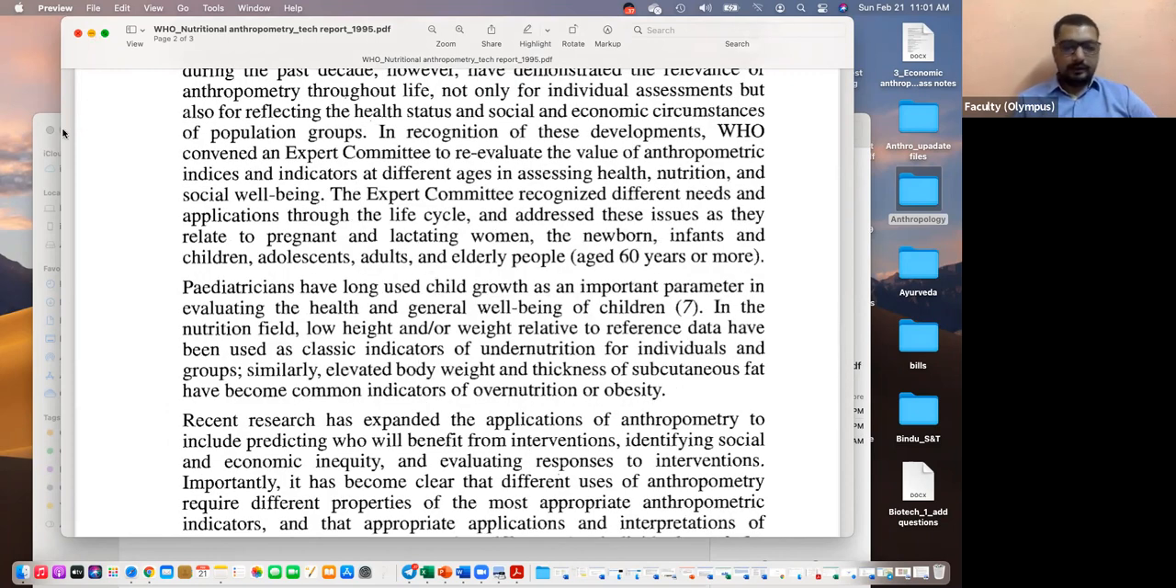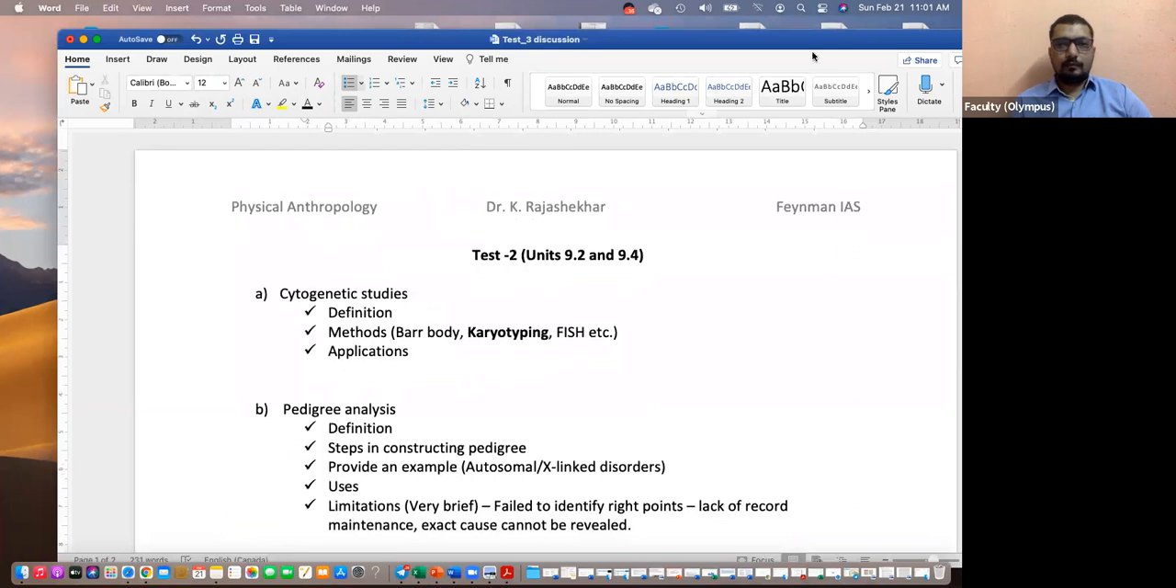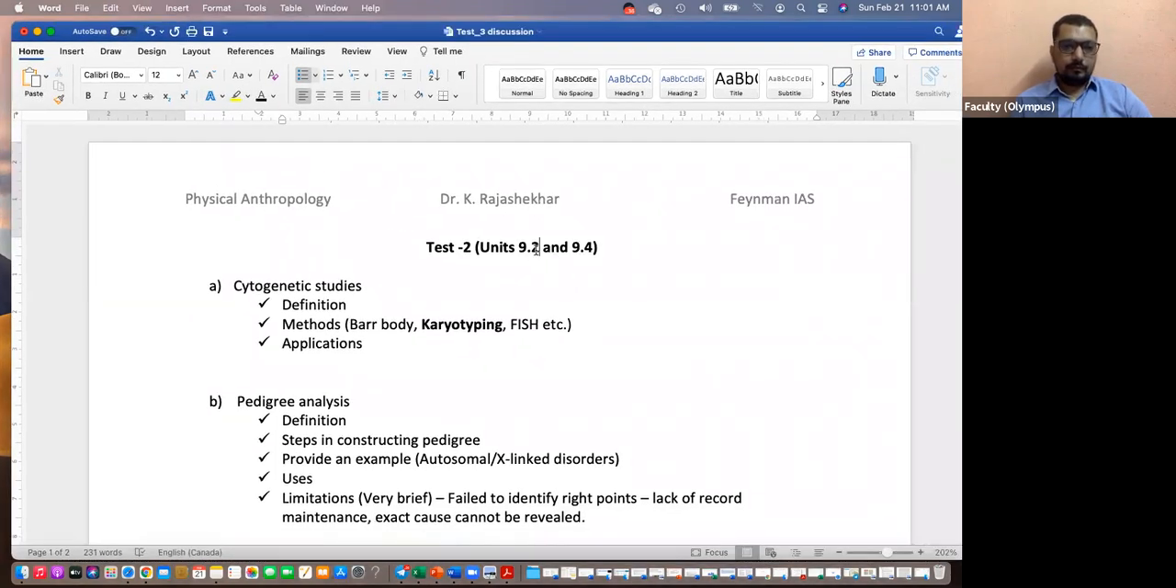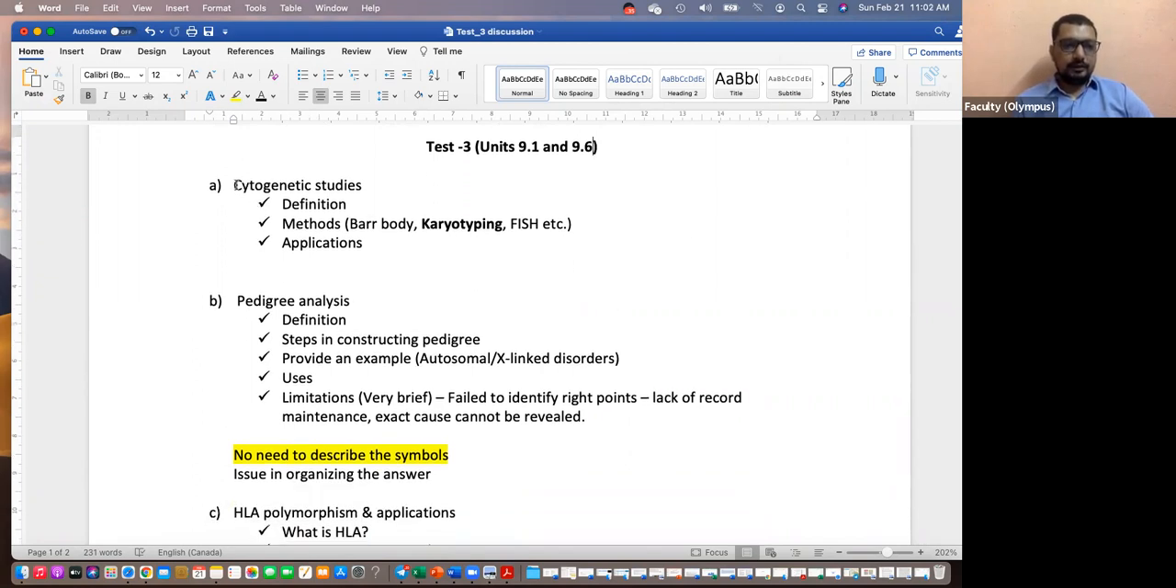Okay, right. I think I'm going to stop the class here and let's quickly go through the paper. So let's quickly go through the test 3 part. Okay, so this was on 9.1 and 9.6, the human genetics part, applications, and 9.6 is on the markers that we had the test on. The first question was on cytogenetic studies.